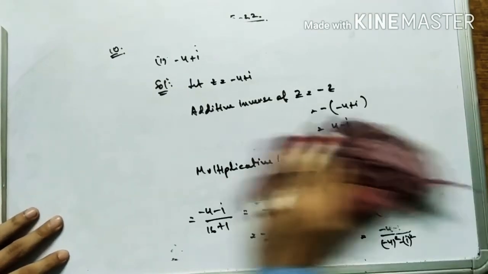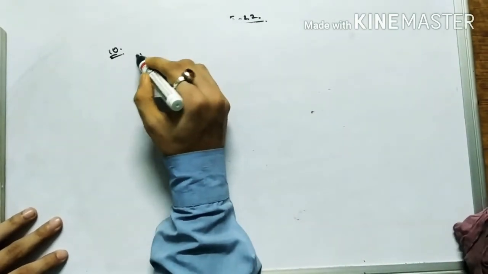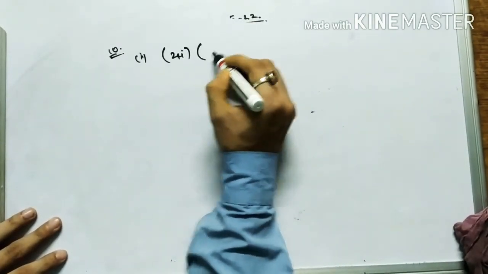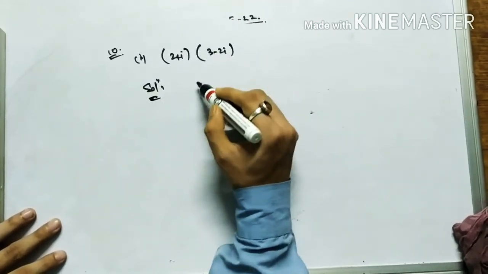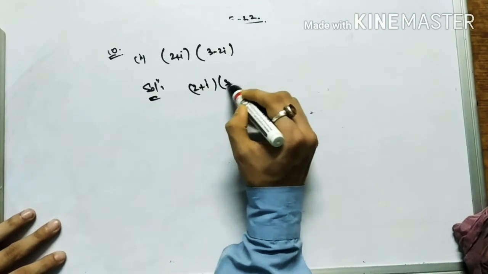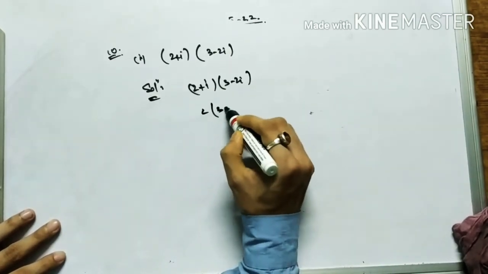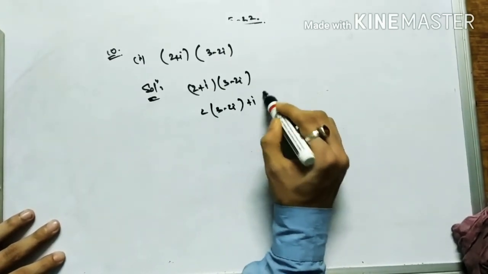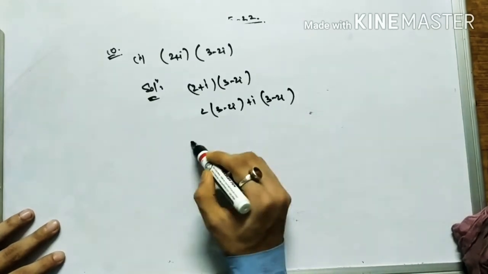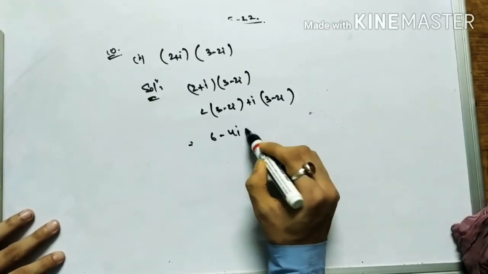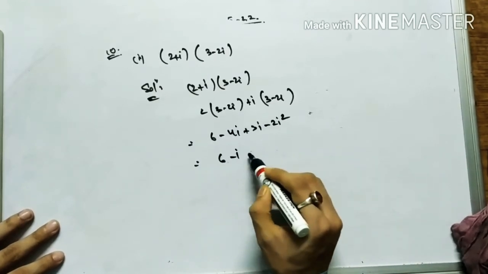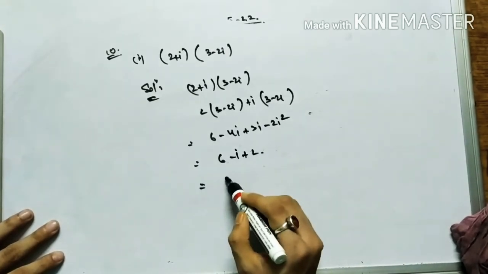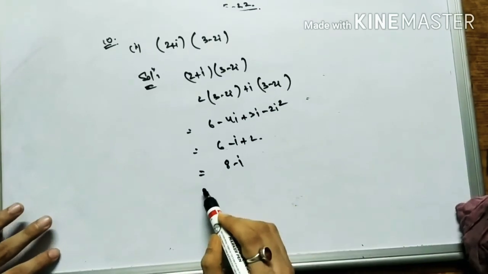Next one. You see the next question: 2 plus i into 3 minus 2i. First of all I will multiply 2 plus i and 3 minus 2i. 2 times 3 minus 2i plus i times 3 minus 2i. So 6 minus 4i plus 3i minus 2i square. That is 6 minus i plus 2. So this is 8 minus i.